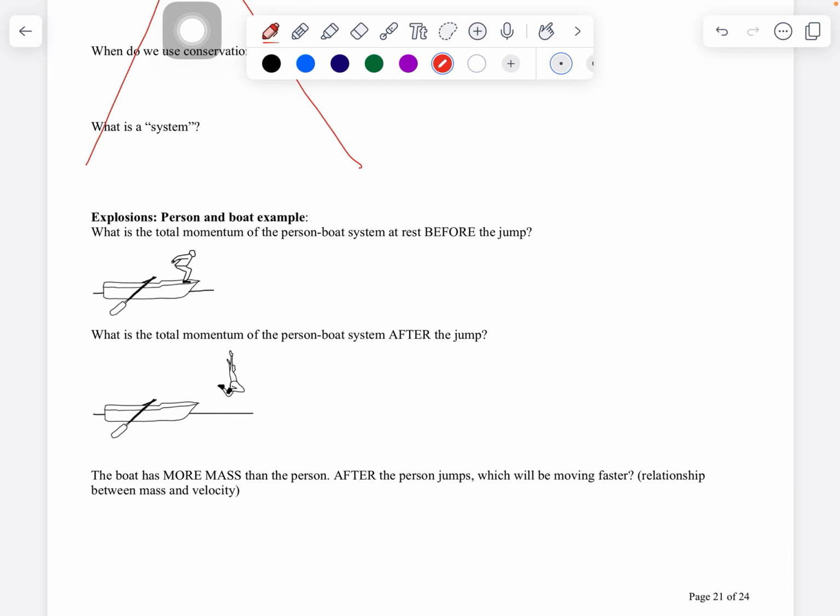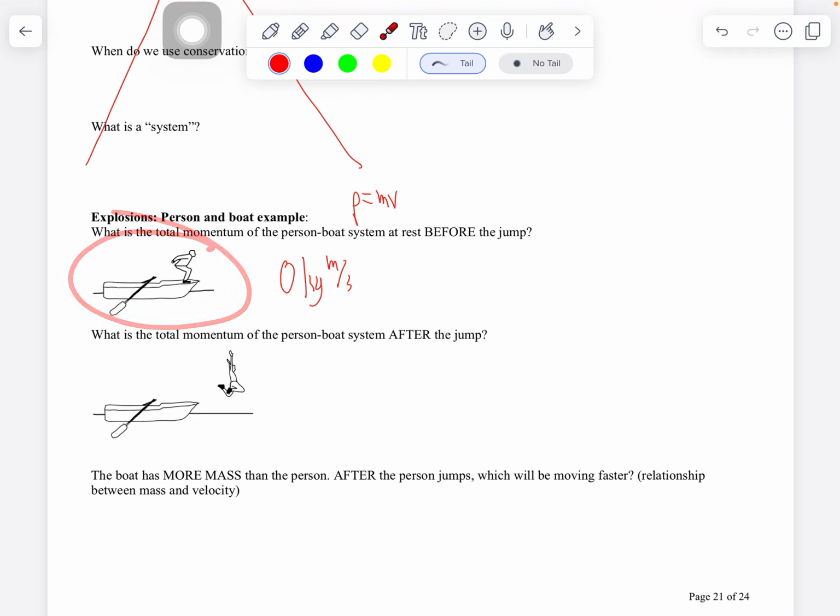What is the total momentum of the person-boat system at rest before the jump? They're at rest. For any object at rest, momentum is mass times velocity. If your velocity is 0, you have no momentum. So our person-boat system, treating them as one object, has 0 momentum. They're not moving. Using conservation of momentum, whatever momentum they have before, they have to have after. So before they jumped, they had 0 momentum. They must have 0 momentum after they jump.